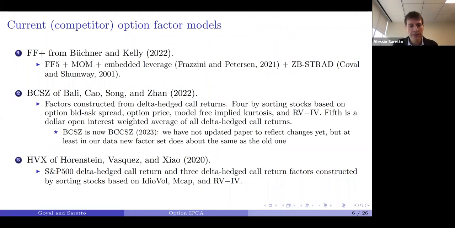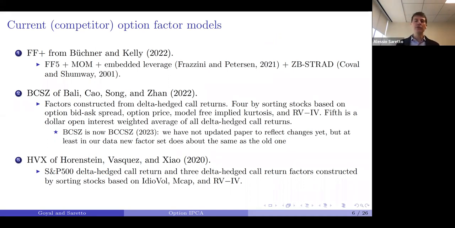And then there is Bali, Cao, Song, and Zhan, which used to be BCSZ, now it's BCCSZ because there is another author. I'm going to call this Turan's paper. Apologies to all the other co-authors, but Turan's paper is a lot easier than BCCSZ.